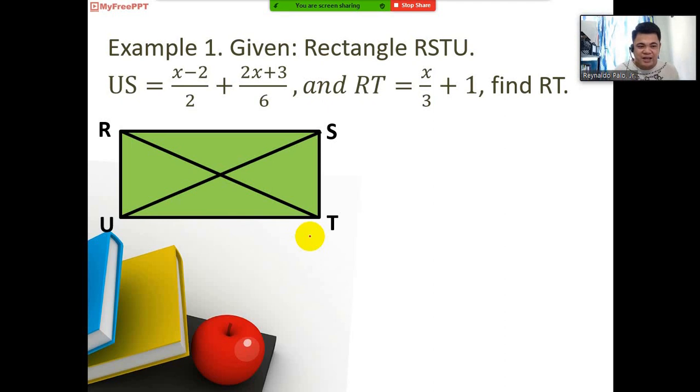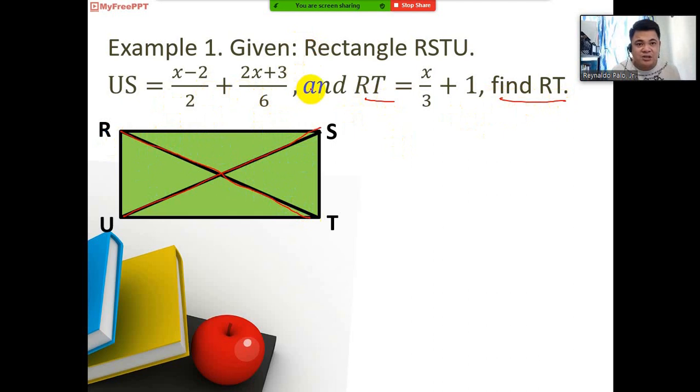Given rectangle RSTU, segment US is equal to (x minus 2) over 2 plus (2x plus 3) over 6. Segment US is actually one of the diagonals, just like what you are seeing, the one that I'm marking right now. It is a diagonal. And segment RT measures x over 3 plus 1. So this is segment RT. According to the property of a rectangle, diagonals are congruent. So for us to answer this one, we are looking for segment RT, so that's the other diagonal.